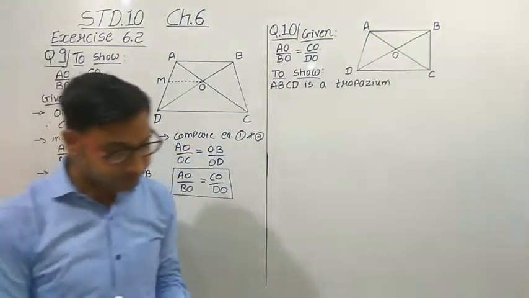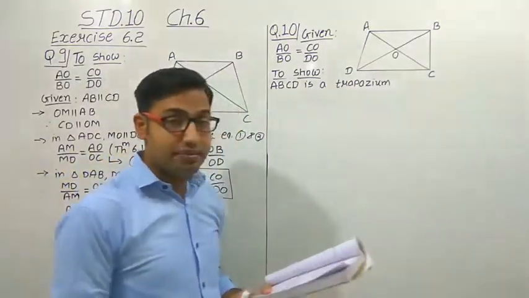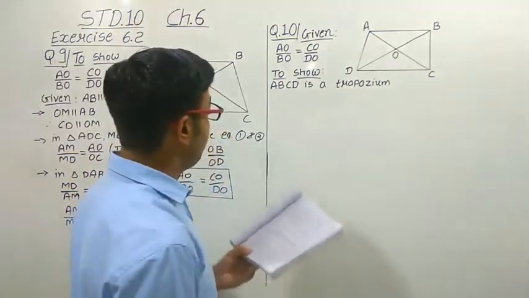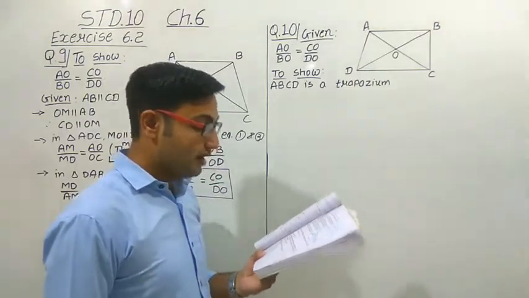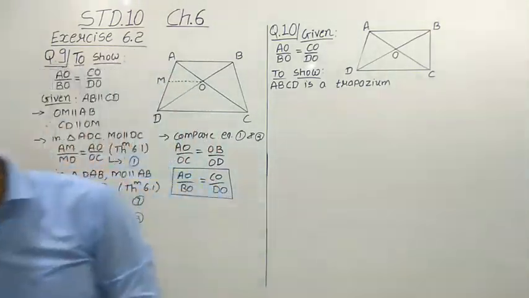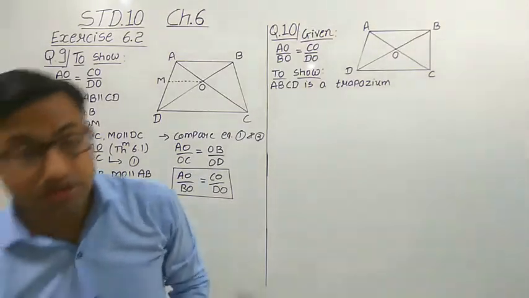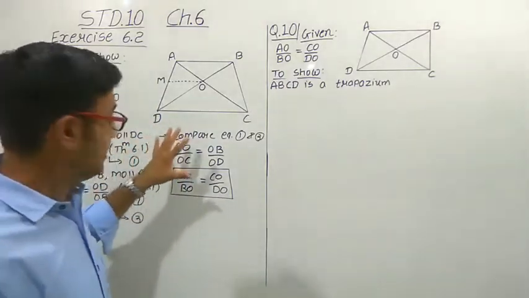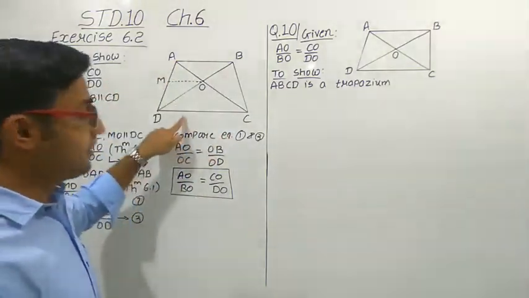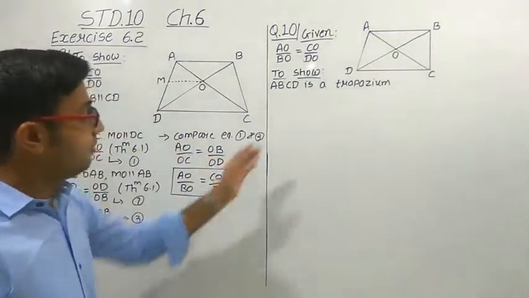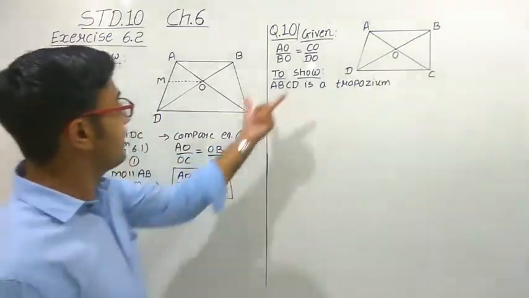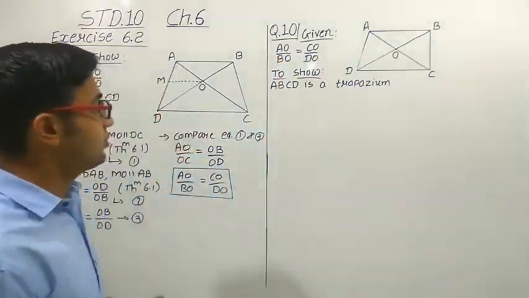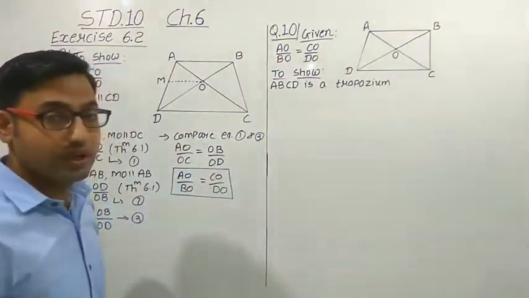Question number 10 is: the diagonals of a quadrilateral ABCD intersect each other at point O such that AO upon BO is equal to CO upon DO. Show that ABCD is a trapezium. See, this sum is like the converse of the previous sum, because in that sum we were given that ABCD is a trapezium and we had to prove this thing. While in this sum, this thing is given, and we have to show that ABCD is a trapezium. So here we have to do the reverse process.